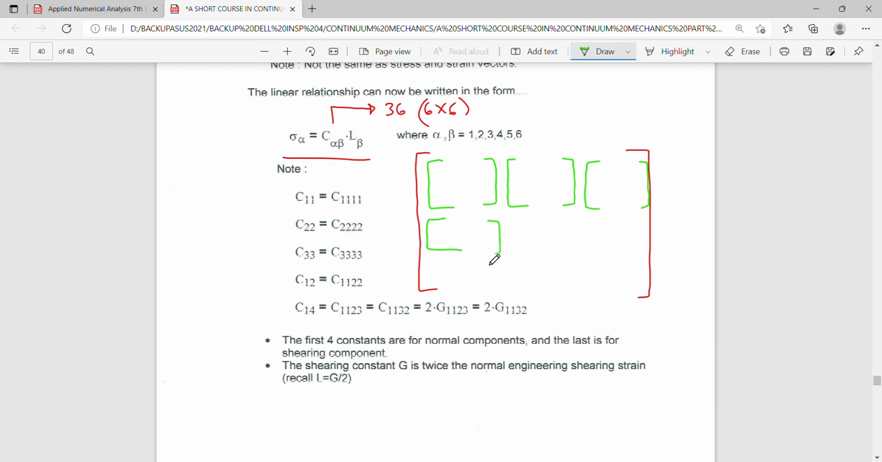Ayan, no? So ito yung C_IJKL mo, no? Ito yung C_IJKL. Ayan. Can you imagine it? Paano naging 81 ito? Ilan ang laman sa loob nito? 3 by 3 pa yan, no? 3 by 3.